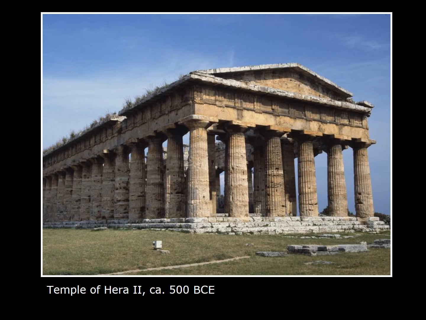Here's the Temple of Hera. This is the second Temple of Hera, circa 500 BCE. It's one of the best surviving examples of a Doric temple design, and it's in Paestum, Italy, a Greek colony that flourished during the Archaic period. Paestum is south of Naples, alongside another Greek colony, Neapolis.